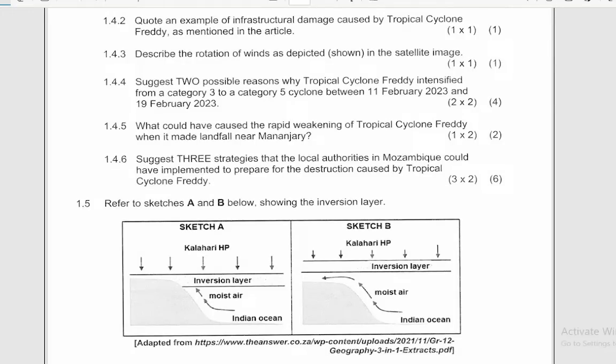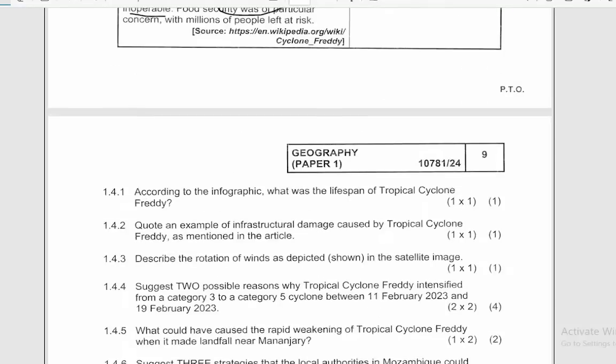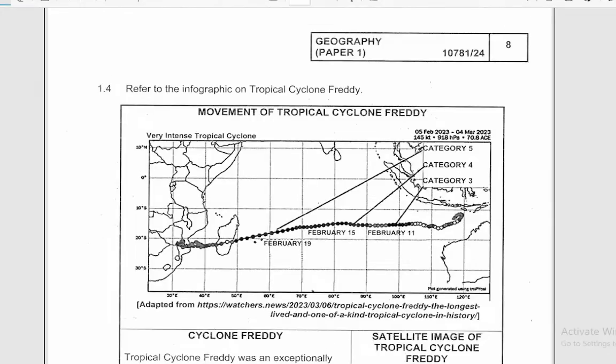Suggest 2 possible reasons why Tropical Cyclone Freddy intensified from a category 3 to 5 between 11 February and 19 February. If we check here, it was category 3 here, and it became 4, and it became 5 as it was moving across the ocean. Then it weakened over Madagascar, like what we are told. It re-strengthened over the Mozambique Channel, and it became stronger and affected Mozambique and Malawi. Why did it transform from here to here? Why was it changing the category? By category, we are saying the wind speed was increasing and its intensity was also increasing.